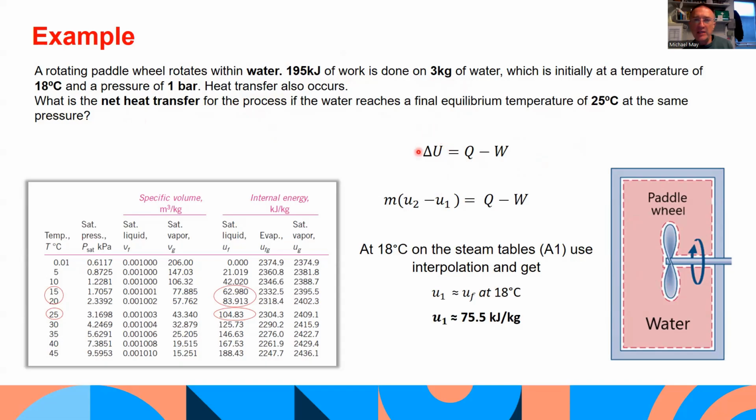We just elaborate on the change in internal energy. So that's mass by the change in specific internal energy. We have the work, and what we want to know is Q. So to get the specific internal energies here at 18 degrees on the steam tables, we have to interpolate between 15 and 20. Just note that this is a different version of the steam tables, and it's referring to A1. So at 18 degrees, we use the specific internal energy for saturated liquid at 18 degrees for compressed water. And it's 75.5 when we do the interpolation.